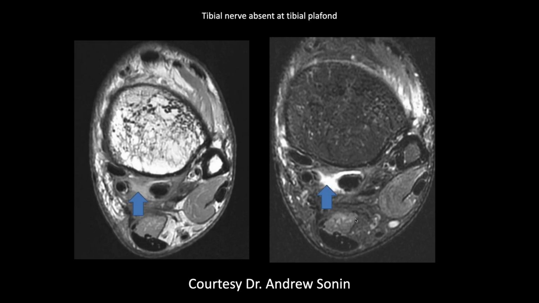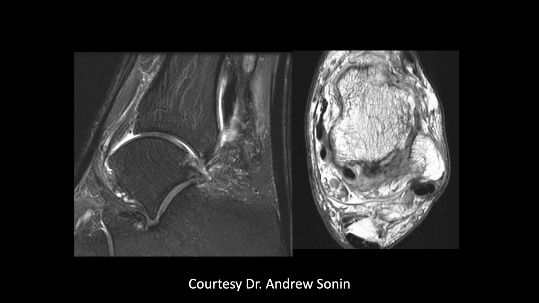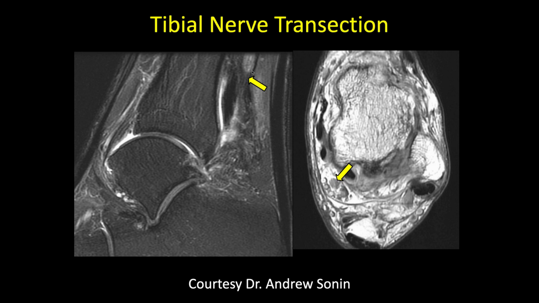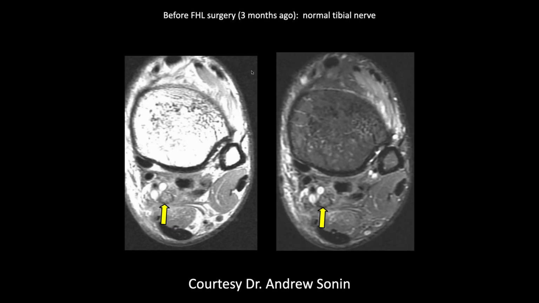So yeah, what you're trying to show here is that it's absent. There's the distal end of a transected tibial nerve. And then we saw it reconstitute more distally there. Right. So this was a transected tibial nerve, and there you can see it there.